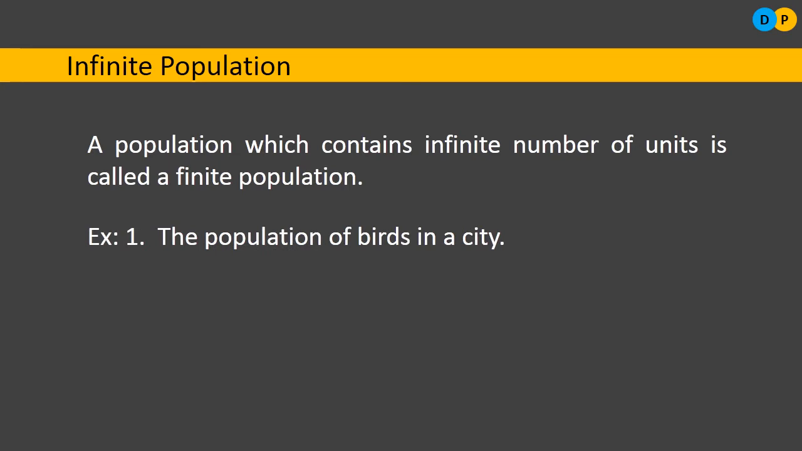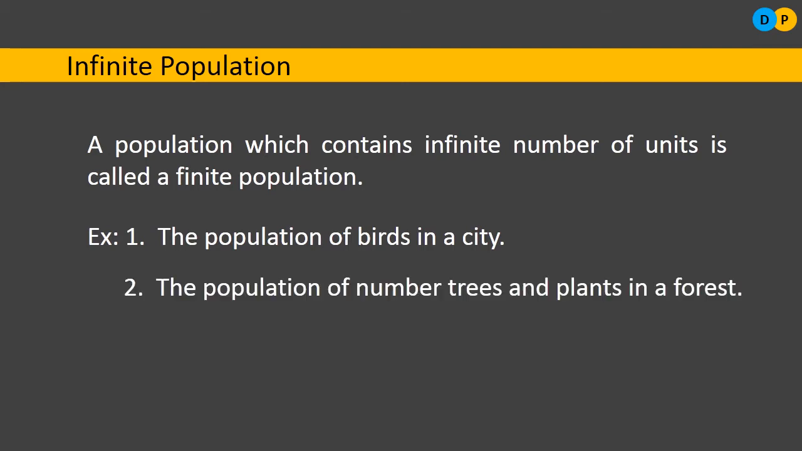Example, the population of birds in a city. Yes, you know that there are birds in a city, but is it possible for you to count exactly how many birds are there precisely? No, that cannot be done. That's an example. Next one is the population of trees and plants in a forest.